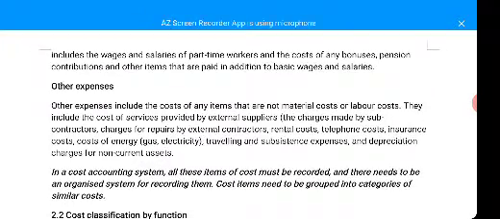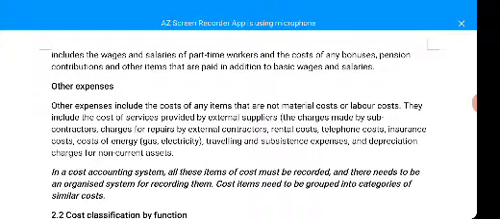Another cost that you must understand is expenses. That is other expenses. Other expenses include the cost of any items that are not material costs or labor costs. So when you say other expenses, they are costs that are not material and not labor. They include the cost of services provided by external suppliers.